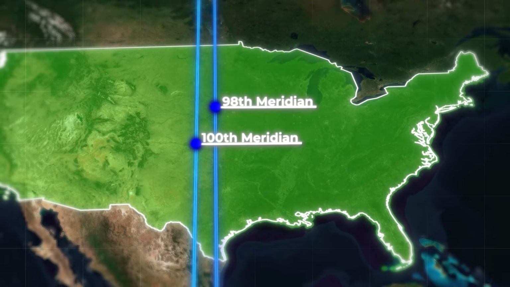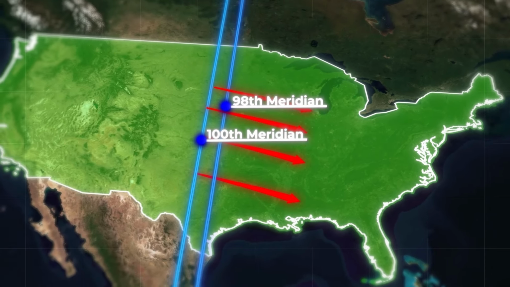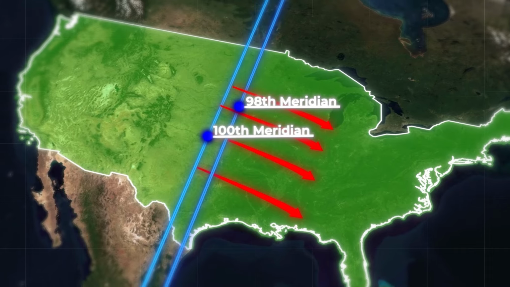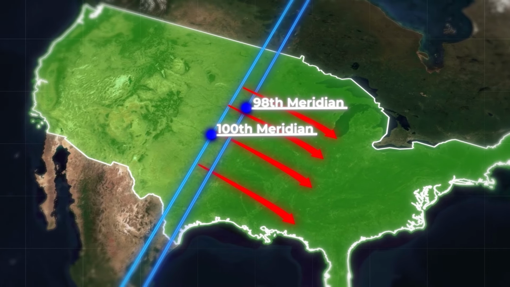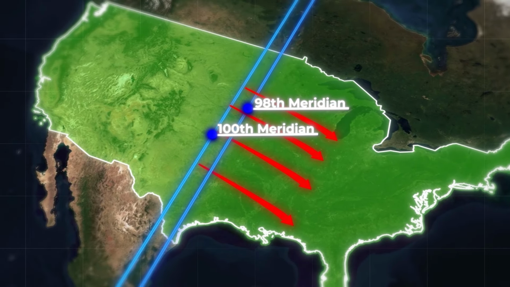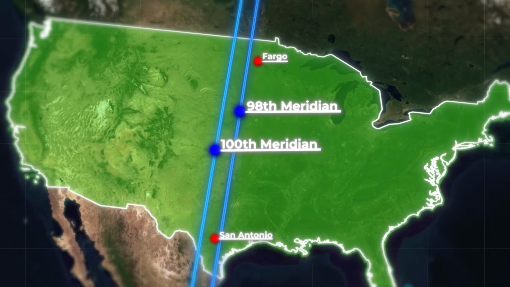It seems that this eastward migration is only going to continue, and this will have a significant impact on the climate of all American frontier communities, from Fargo in the north to San Antonio in the south.